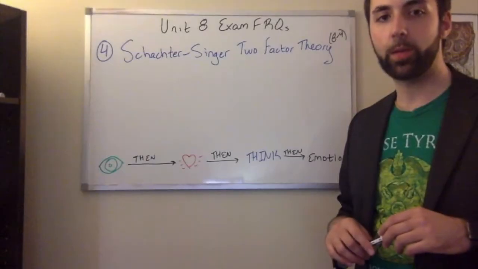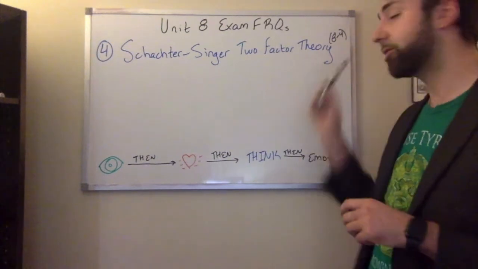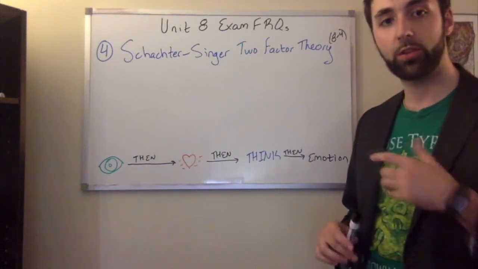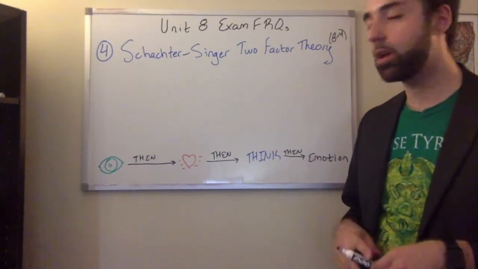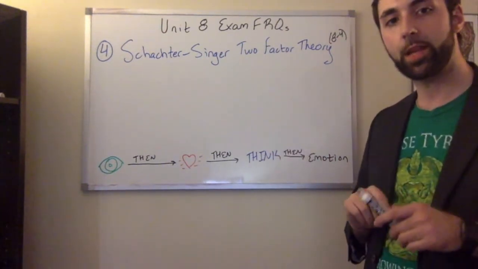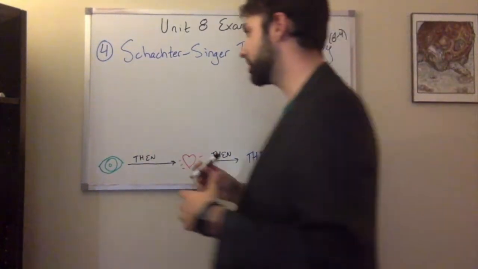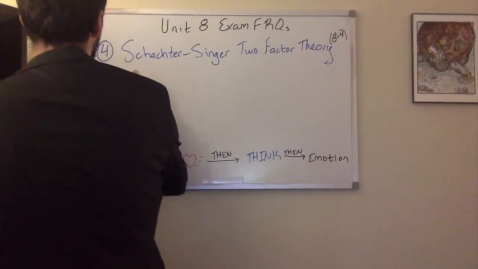The fourth bullet is what we call the Schachter-Singer two-factor theory of emotion. If you took a look at the 8-4 concept map, you will find this information. You will also find a corresponding video where I overviewed the 4 theories of emotion, including the Schachter-Singer theory. This one can be a little tricky, but let's talk about how you would approach it. The example that we're going to use is a class presentation.